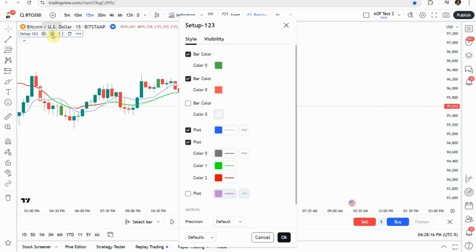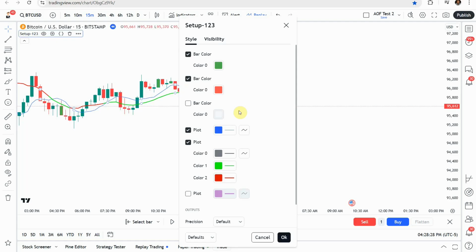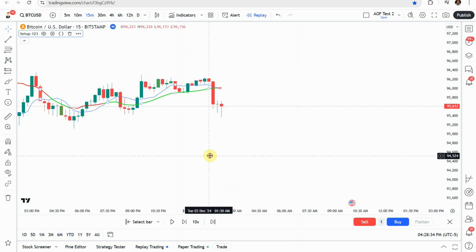We're going to jump into the settings, and the only modifications you're going to make is under the styles. You're going to uncheck the bar color and uncheck the plot, and then click OK. I also changed this plot color right here. It was yellow. I made it blue just so that it stands out just a tad bit more on the lighter background.